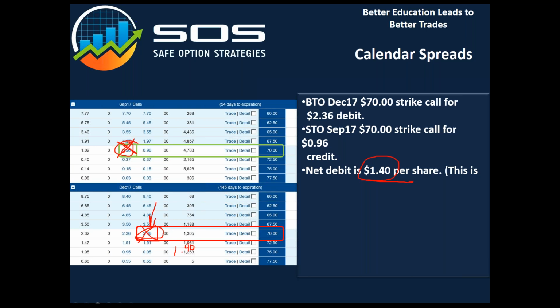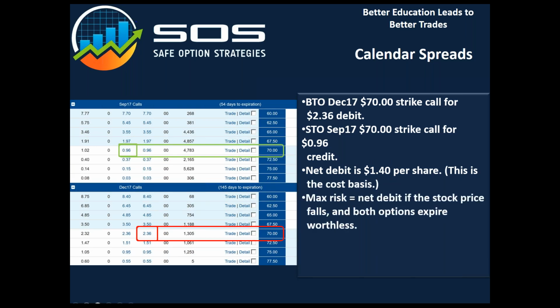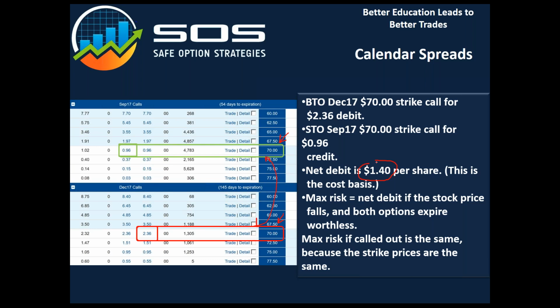But the danger in doing a horizontal, and I'm not saying you should not do horizontal call calendars, the danger is that in this case, if the stock price skyrocketed up and you got called out at 70, and we talked about this earlier in the presentation, you could exercise your right to buy at 70. That's great. That kept you from having a loss on the transaction of getting called out on the stock and being able to buy the stock, but you're out this money.